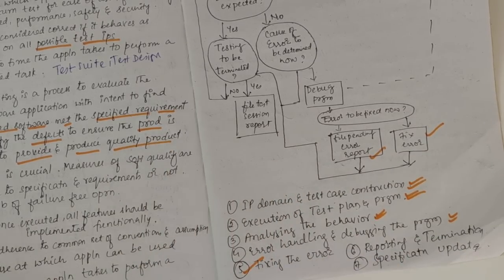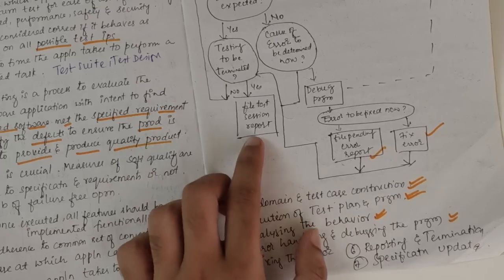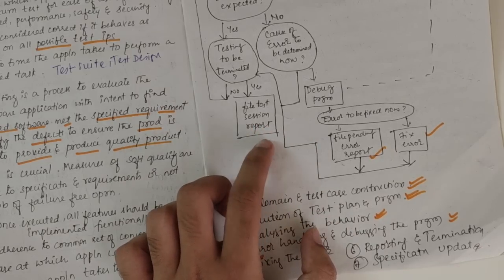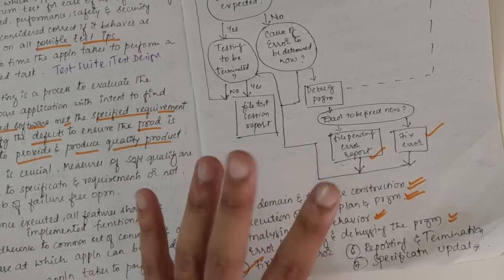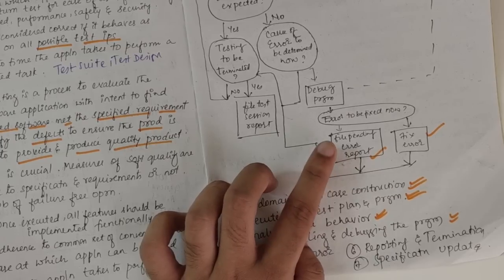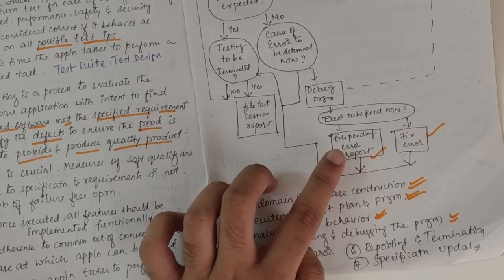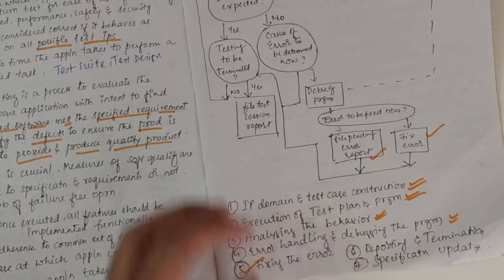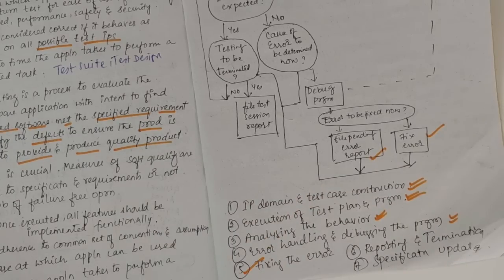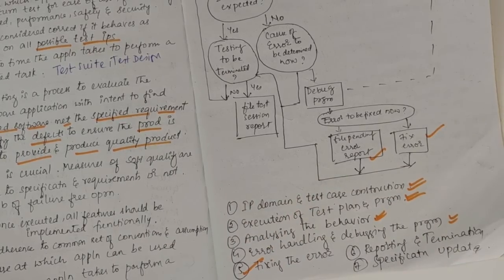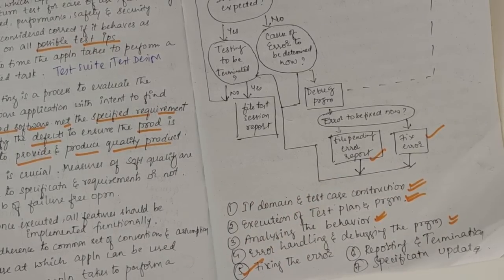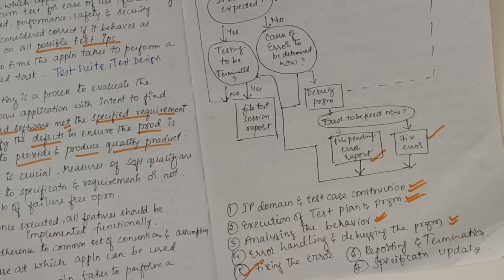Then we have reporting and termination. So once the debugging is done, we have to file a test session report, and along with that, if the debugging has not happened successfully, we have to file a pending error report. So documentation is pretty necessary, because it will help us to trace through the errors which have occurred, and in future we can come up with possible solutions.